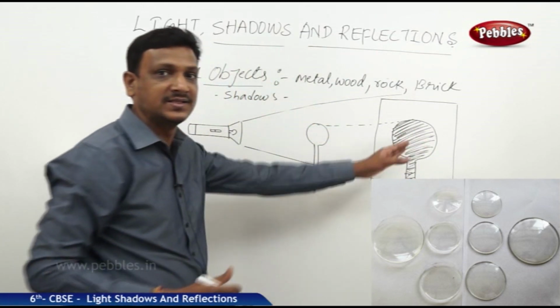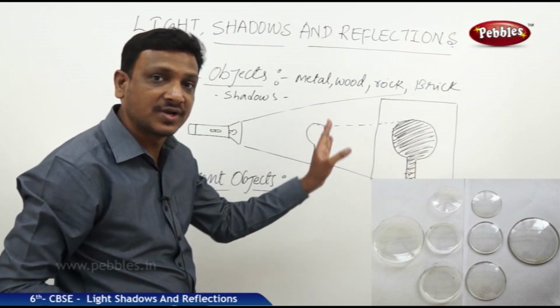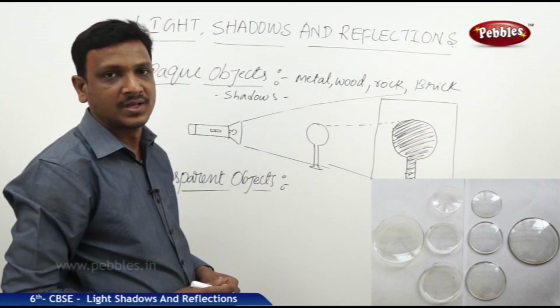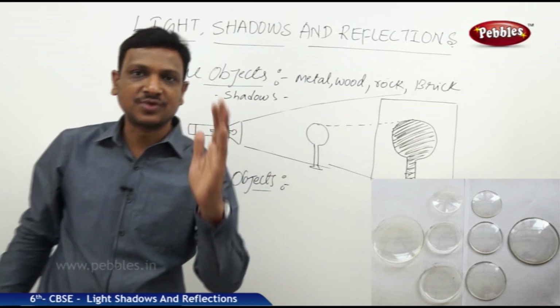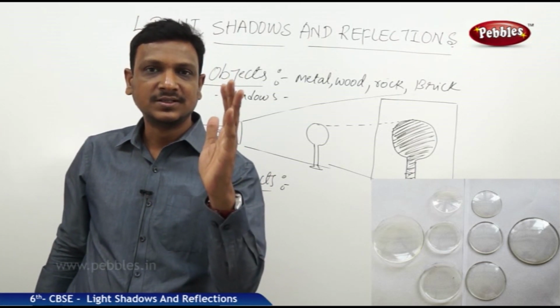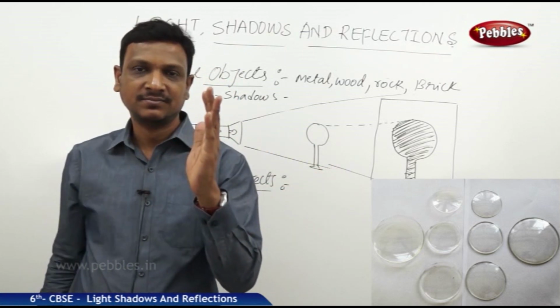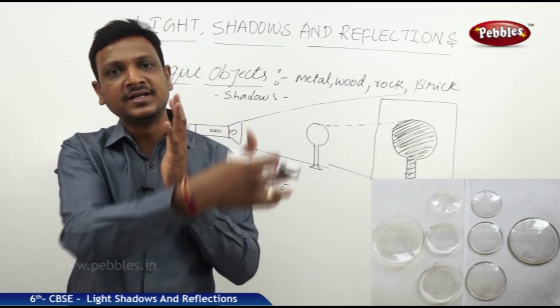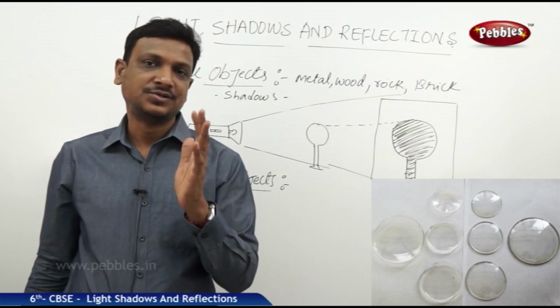Why is it not falling in this area? Because the light was obstructed by this object. So if you obstruct the path of light by keeping any object, then you will see the shadow on the other side. Shadow means that in that particular area there was no light. So that is the shadow.